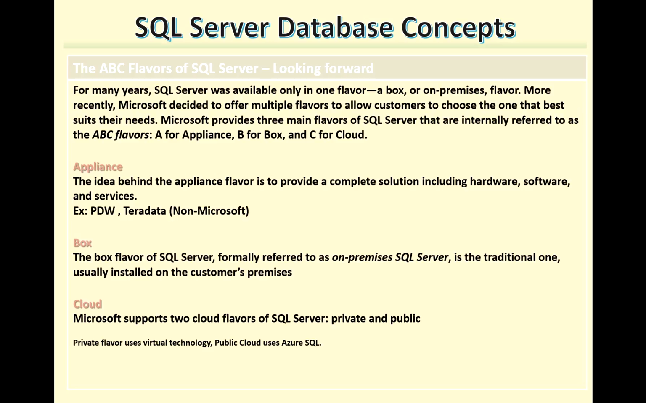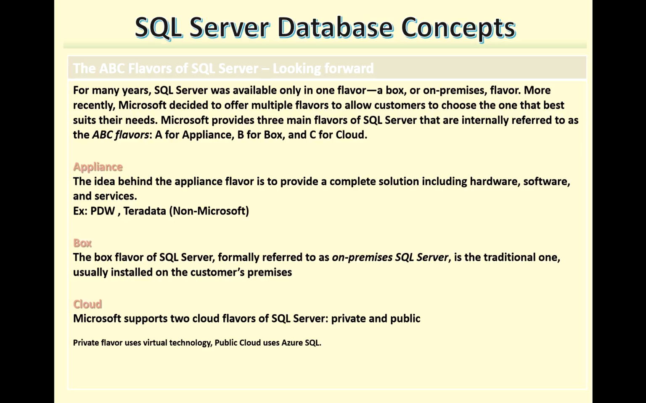So next, I just wanted to give an idea of how SQL Server is going in the market outside. That is called ABC flavors. ABC is appliance, box and cloud. This is how SQL Server is available right now: as an appliance, as a box, as a cloud. So appliance is nothing but Microsoft giving a whole appliance. Let's say you buy a fridge. When you buy a fridge, what happens? You get all the trays, all the boxes, everything inside it. You don't just get the outside box. So that is an appliance.